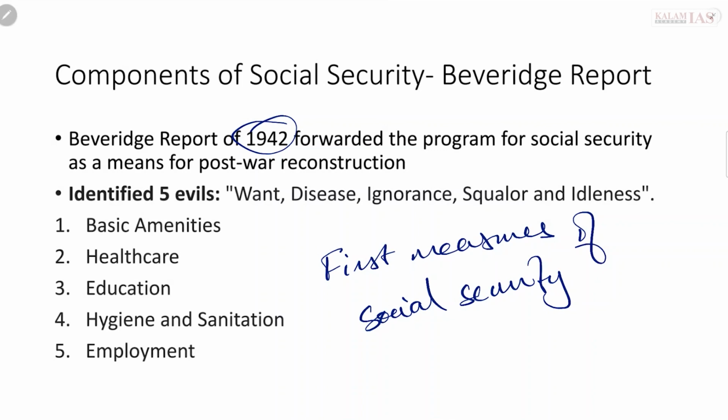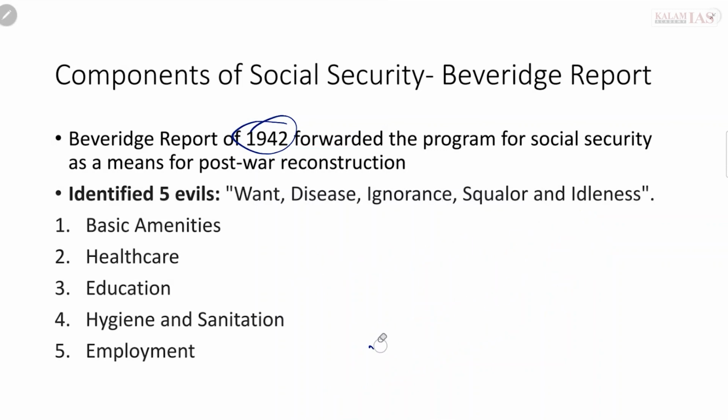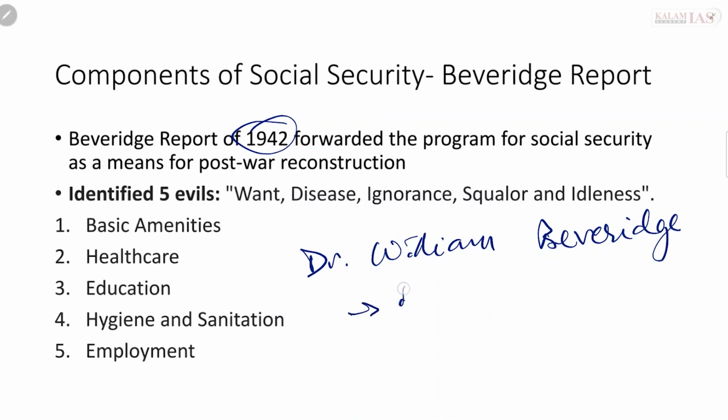Prior to this, the concept of social security did not exist, but the very high inflation in society as well as other issues led to the formation of this report. So this was by an economist called Dr. William Beveridge. Dr. William Beveridge was an economist who identified 5 major problems in society that had to be resolved.